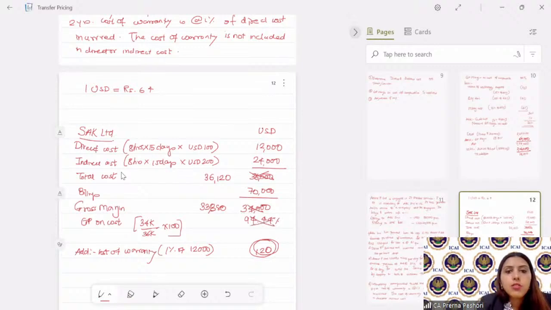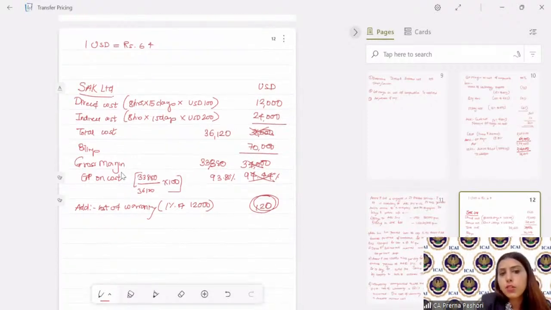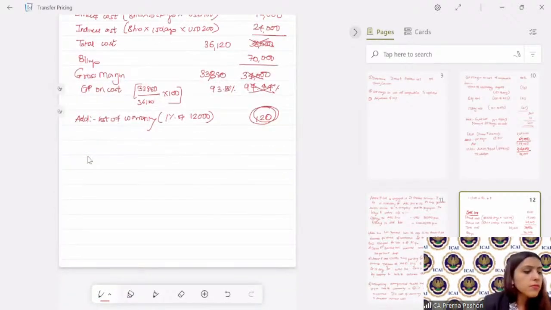And my GP margin will be 33,880 divided by 36,120, which gives me 93.80%. So this is my normal gross profit margin. I have to also add the cost of warranty here, because this was not included. Now what I'll do is, I'll calculate the arm's length price.